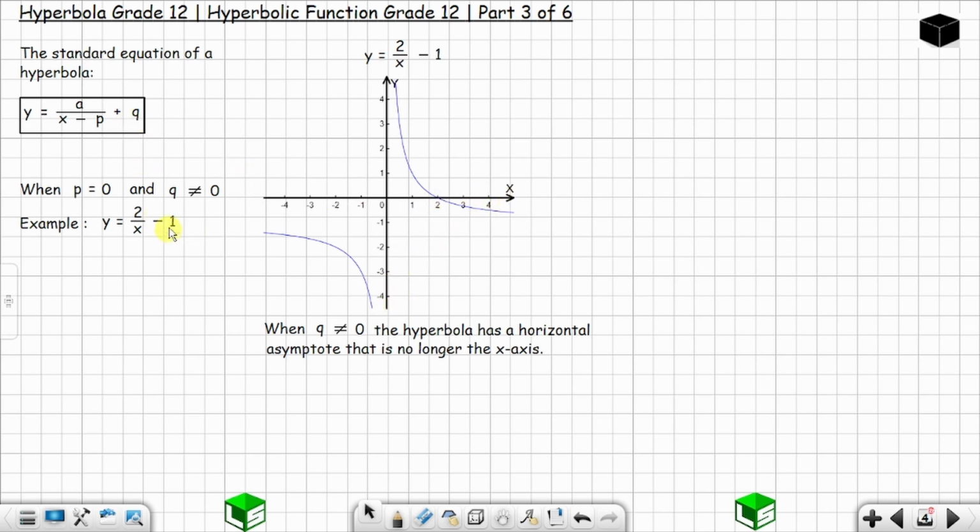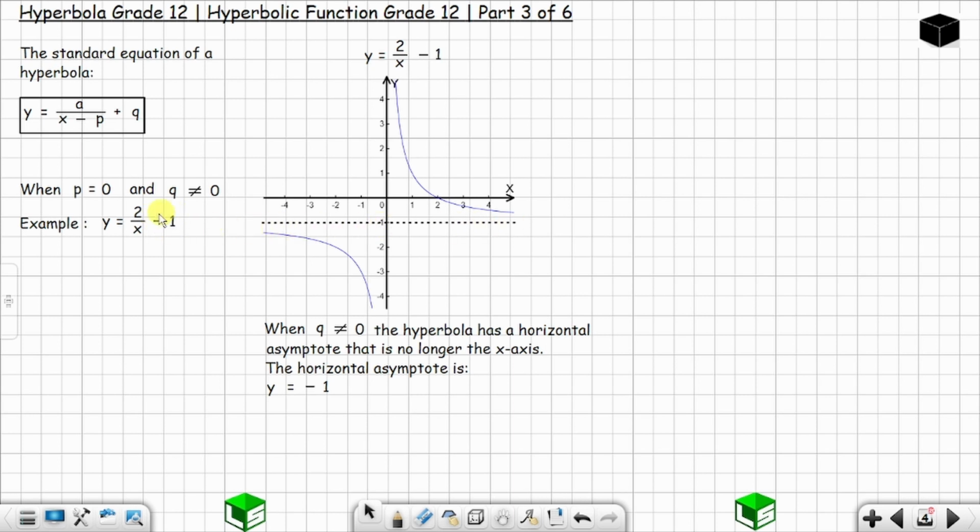When Q is 0, the x-axis is going to act as what? As the horizontal asymptote. But when Q is not equal to 0, the hyperbola has got a horizontal asymptote that is no longer what? The x-axis. Okay, in this example, the horizontal asymptote is at y is equal to -1. Okay, the value of Q is going to tell you what the horizontal asymptote is. So at -1 there, you have the horizontal asymptote.